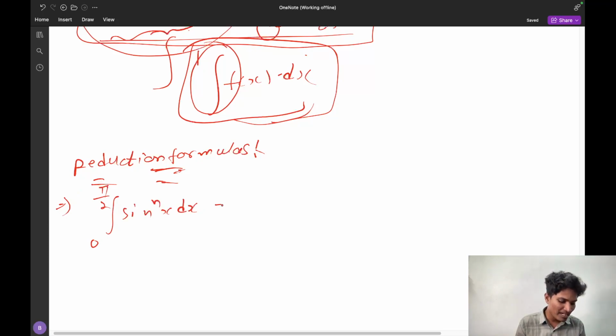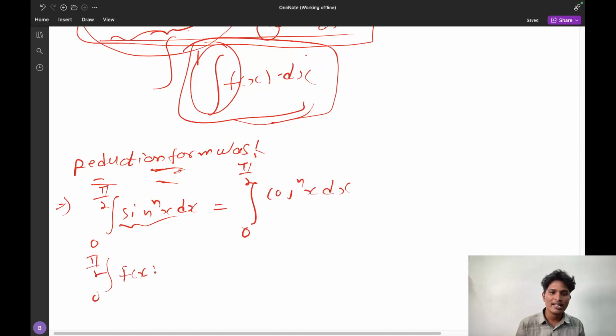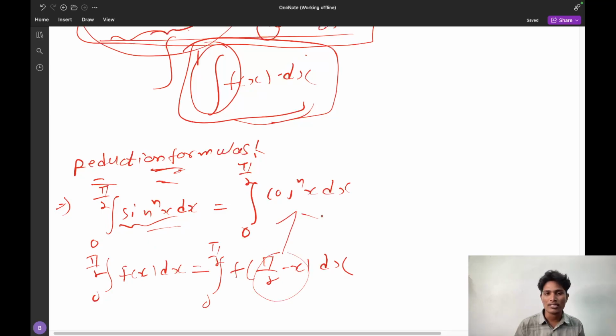dx? If the integration is given like this, it can be the same as 0 to pi by 2 cos nx dx. Why? Because I can use the property: 0 to pi by 2 f of x dx is the same as 0 to pi by 2 f of (pi by 2 minus x) dx. So what is sine of pi by 2 minus x? It is cos x. So that is the reason these two are equal.